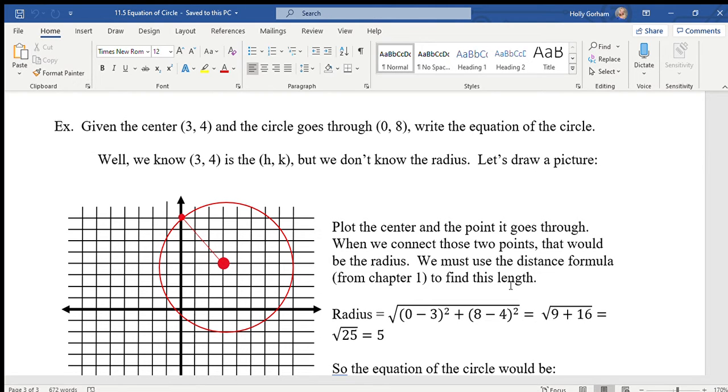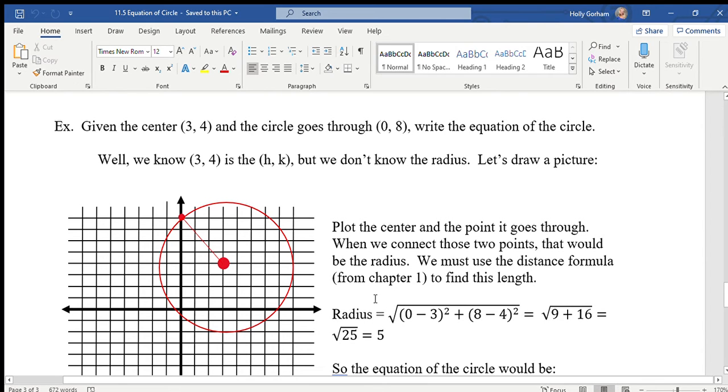So if you draw a picture, let's look at what's going on. Your center is this 3, 4, and we are told that our circle goes through the point 0, 8. Well, if you draw a circle through that point, centered on 3, 4, this is what you get. And the distance from the 0, 8 to the 3, 4, that would give your radius. So because we said distance, that would imply distance formula. Go back to chapter 1, look it up if you need to.